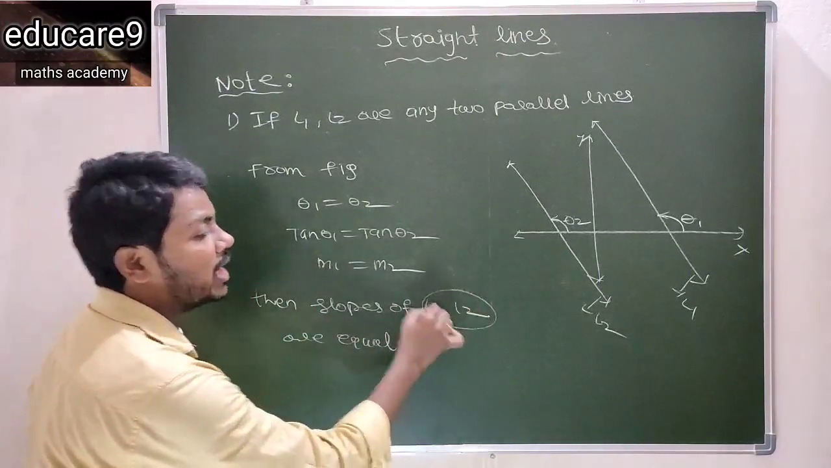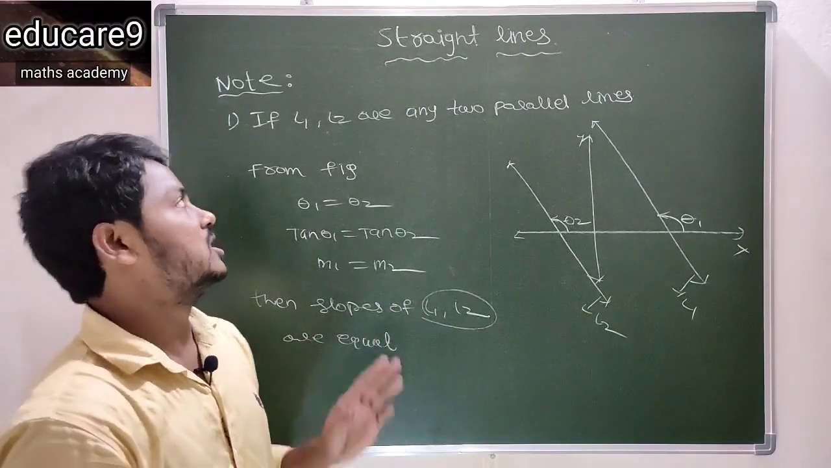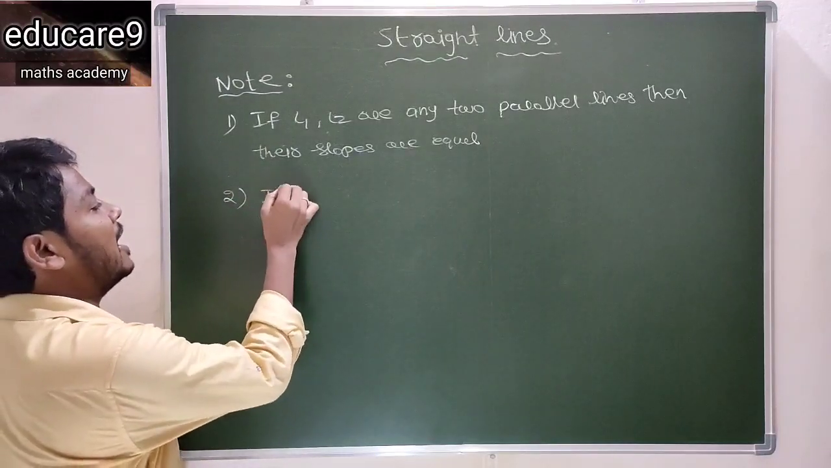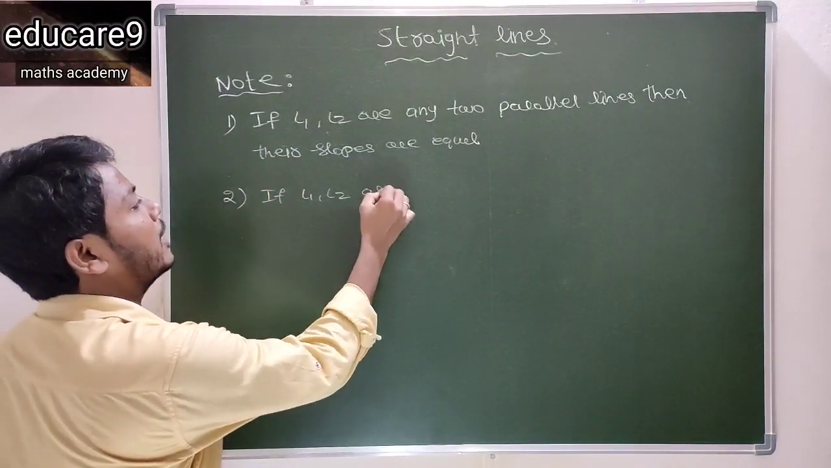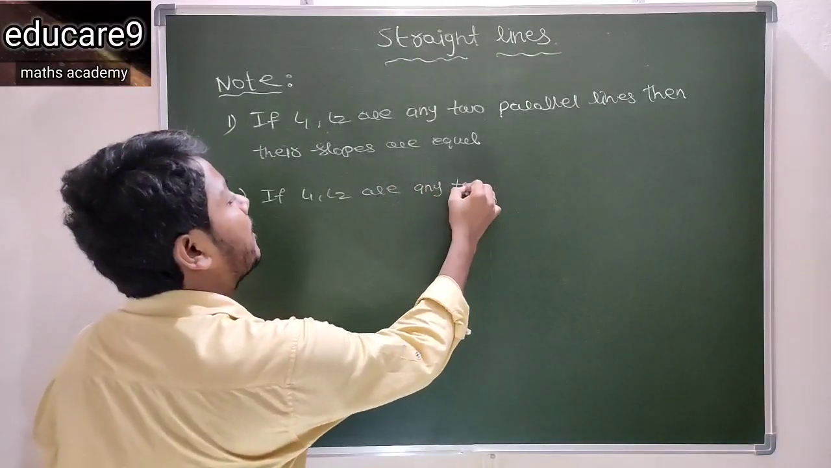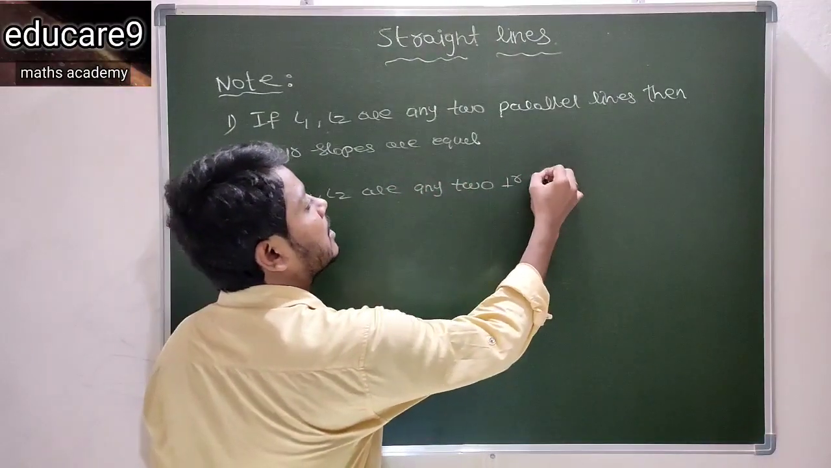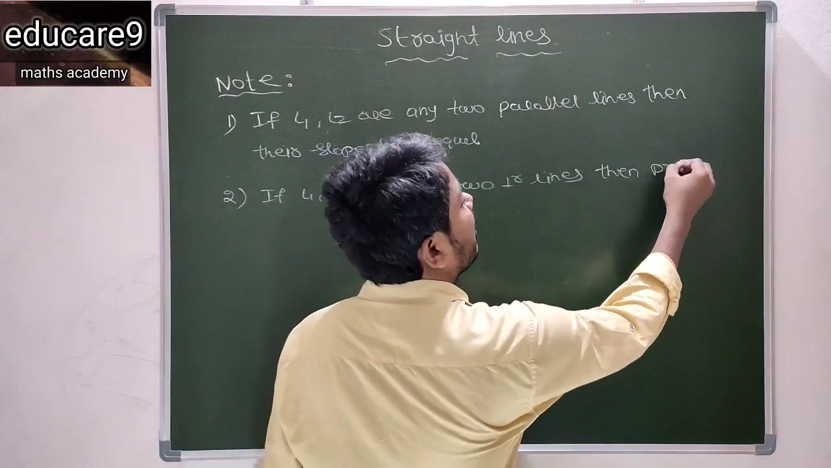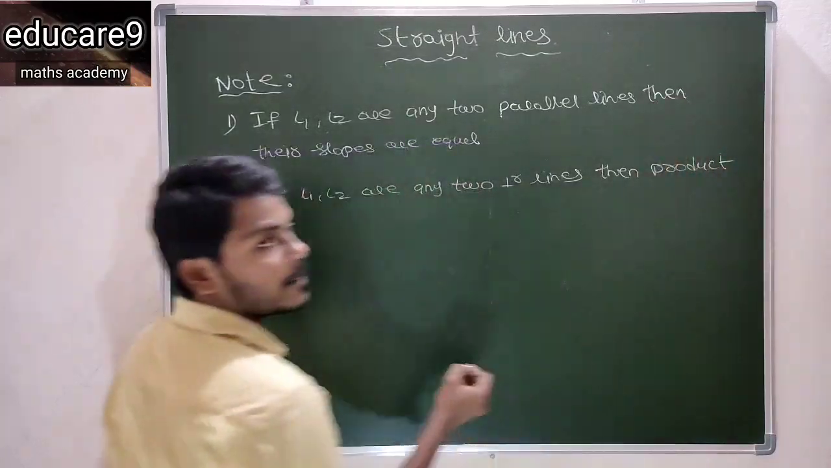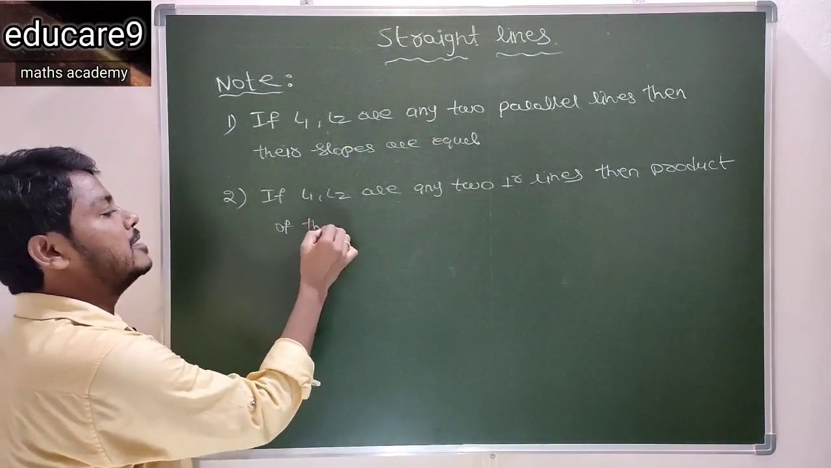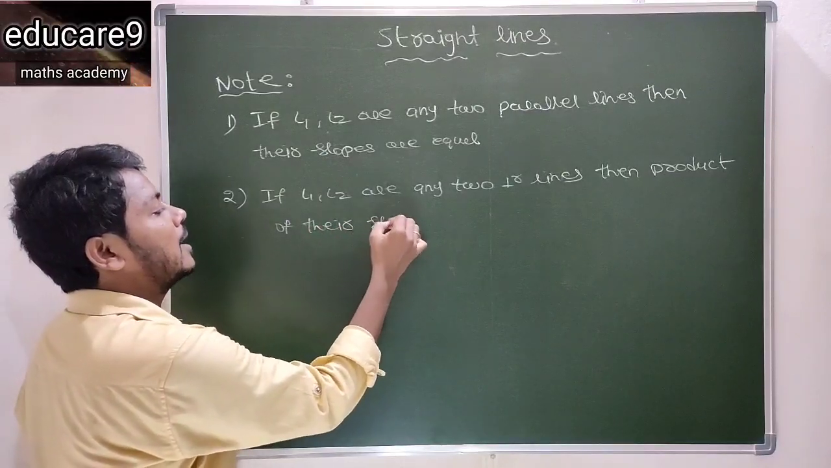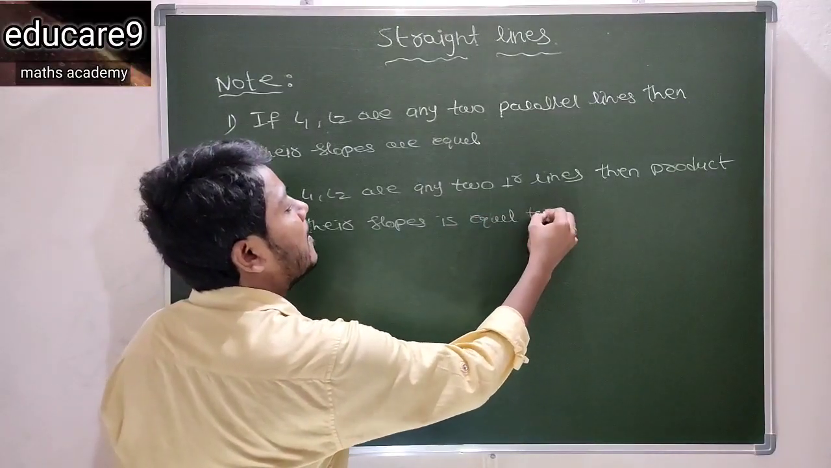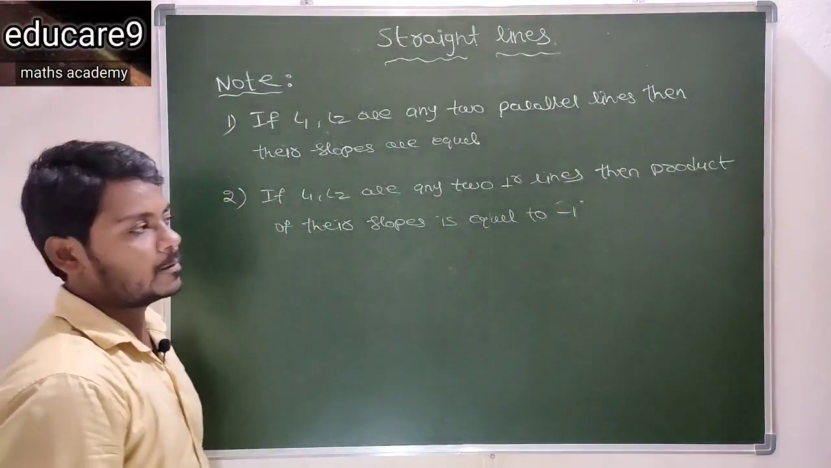So here L1 and L2 are what? Parallel lines. Okay, so this is the first condition. So see the second one. If L1, L2 are any two perpendicular lines, then the product of their slopes is equal to minus 1. So see the proof.